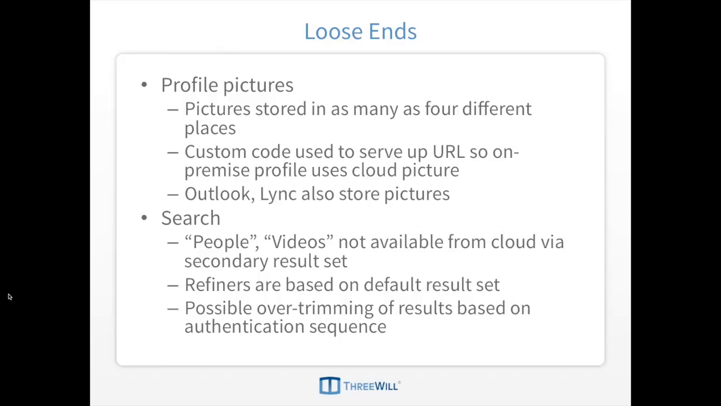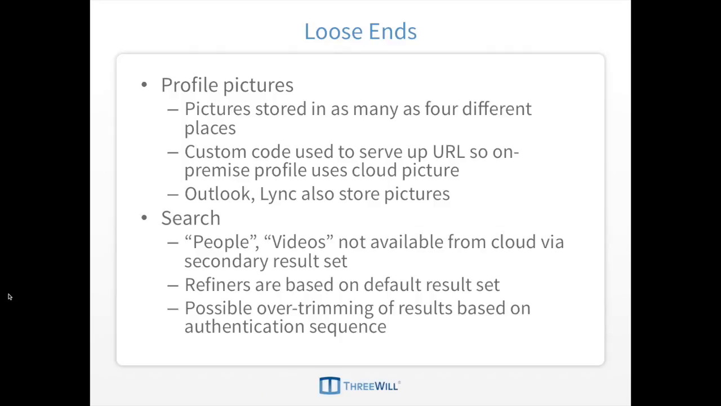Another thing to be aware of, refiners. I kind of hinted at this a moment ago. So when you go to a page that is showing both on-premise data and cloud data, you're going to see refiners. The set of refiners that you see are going to be based only on the default result set. So if there were something in our cloud data that might hint to another refiner, we're not going to see that refiner if we're on an on-premise page. We'd actually have to go to the cloud to see that additional refiner. Now, having said that, the refiners that we do see actually work on both sets of data.